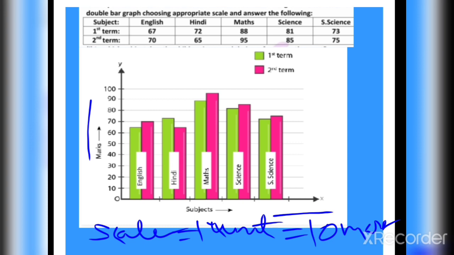So here we can see that in the first term 67 marks were obtained in English, and in the second term 70 marks. The green bar represents the first term and the pink bar represents the second term. English marks are represented by both bars, for the first term and the second term. So this is the way we have to represent data in a bar graph.